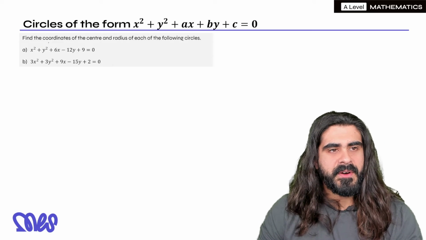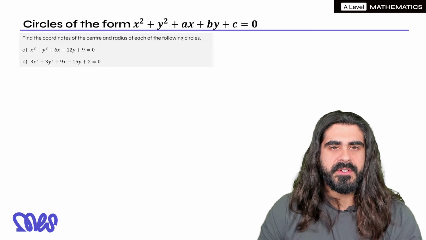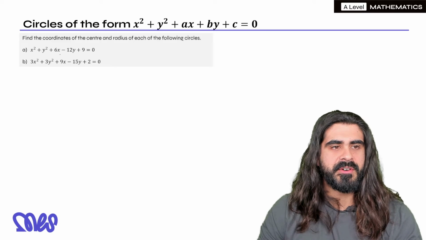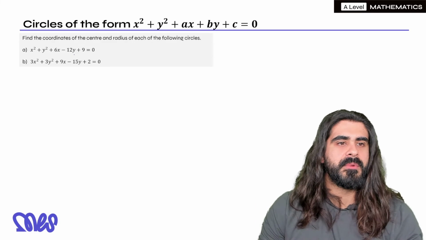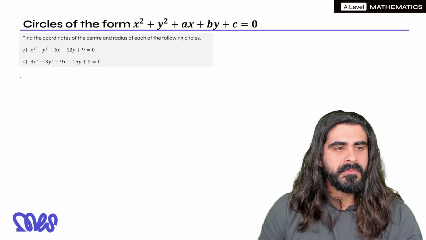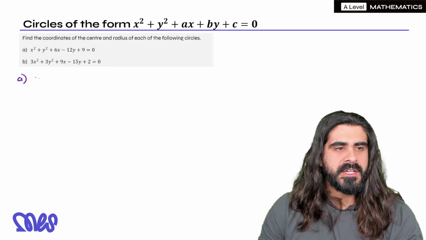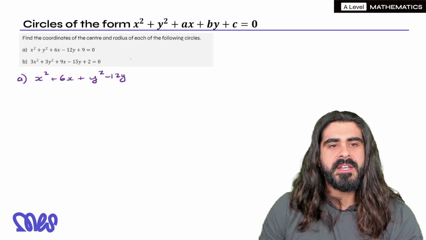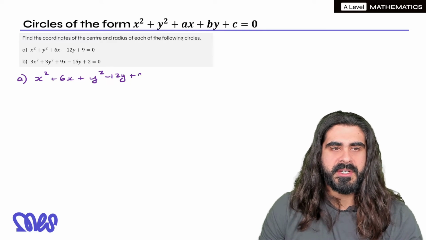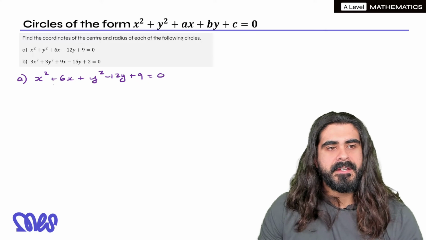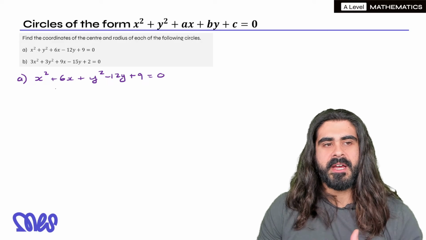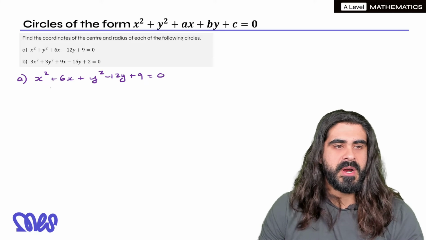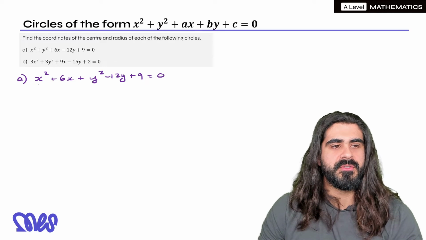So for these questions, find the coordinates of the center and radius of each of the following circles. So here's our equation. It's just the expanded form of the circle. What you do very simply is just write the x's together and the y's together. The 9 you can move on the other side if you want, but I'm just going to keep it here. Now, if you want to revise your completing the square, look at one of my earlier episodes where I walked you through exactly how to do them.